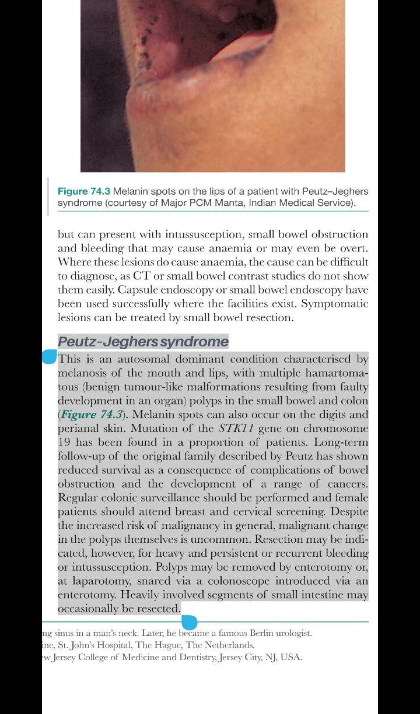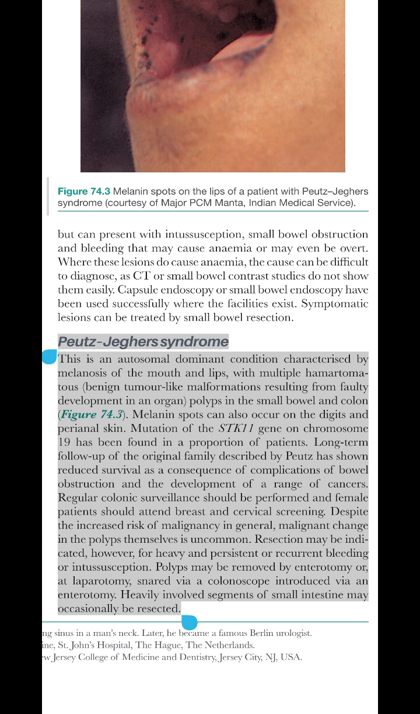Peutz-Jeghers syndrome. This is an autosomal dominant condition characterized by melanosis of the mouth and lips, with multiple hamartomatous, benign tumor-like malformations resulting from faulty development in an organ, polyps in the small bowel and colon, figure 74.3. Melanin spots can also occur on the digits and perianal skin. Mutation of the STK11 gene on chromosome 19 has been found in a proportion of patients.